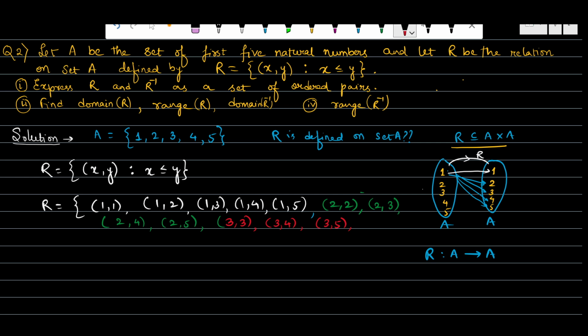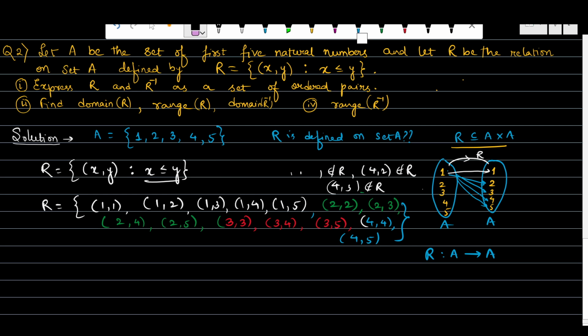Similarly, for the case of 4, (4, 1) will not belong to R. (4, 2) will not belong to R. Similarly (4, 3) will not belong to R, right? As this condition fails. But (4, 4) will belong to R, right? So here this will be (4, 4) and (4, 5). This is basically our R. I hope this thing is clear to all of you, right?